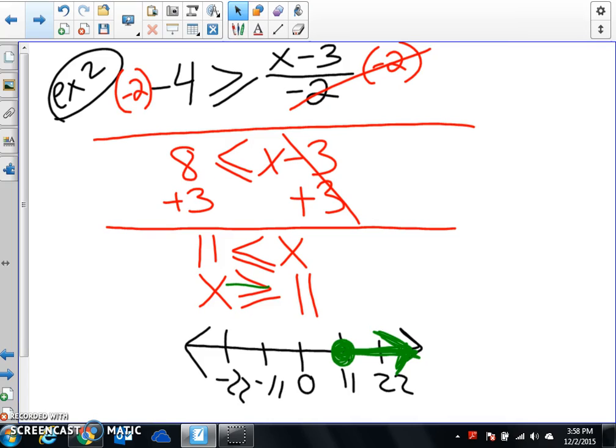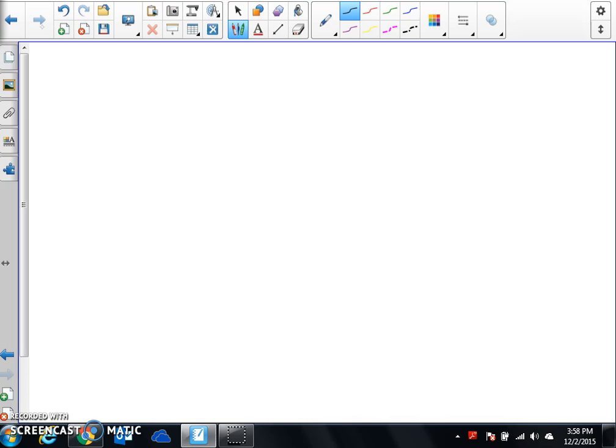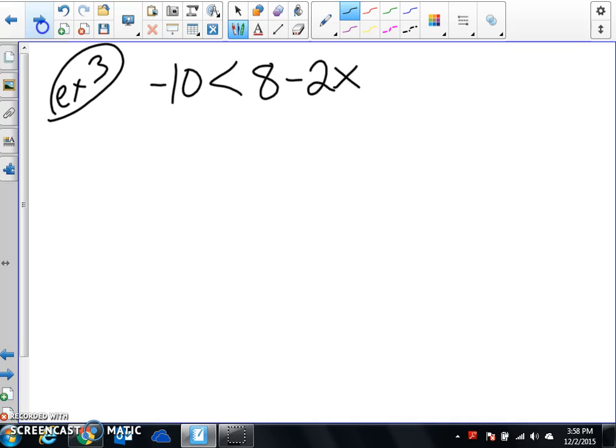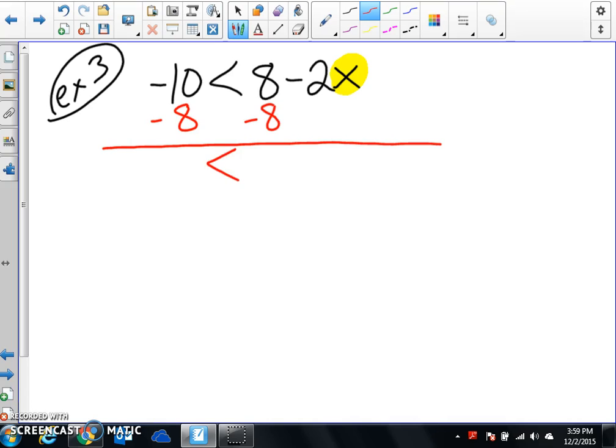Okay? And last one, and then I'll give you your practice problems. Negative 10 is less than 8 minus 2x. Okay. There's my variable. I cover up everything touching it. I'm left with 8, so I subtract 8. Draw my line. I stop. Did I multiply or divide by a negative? No. So I keep my inequality.